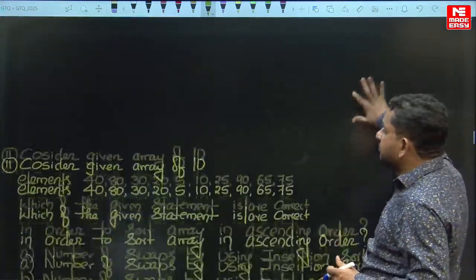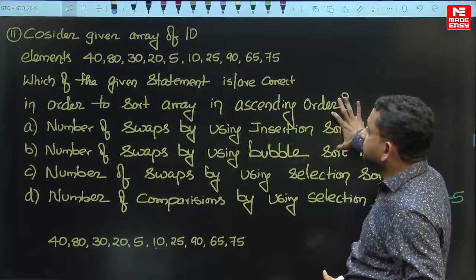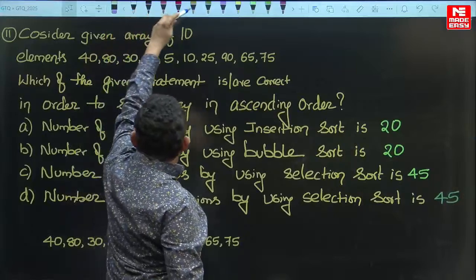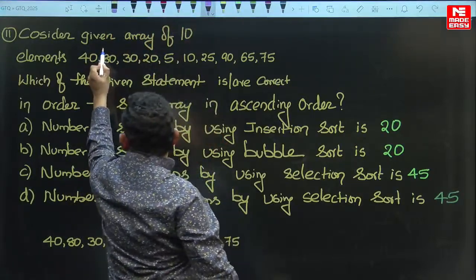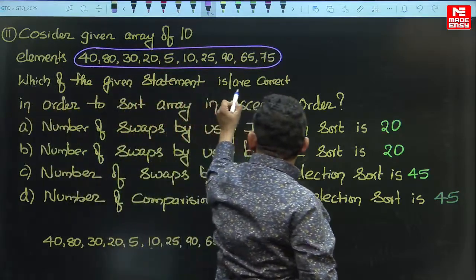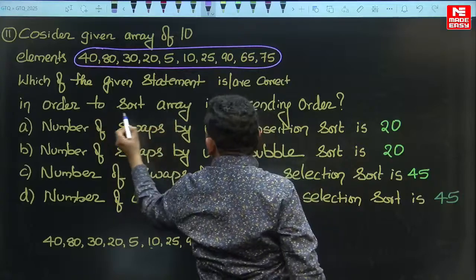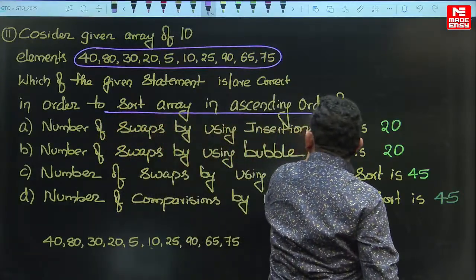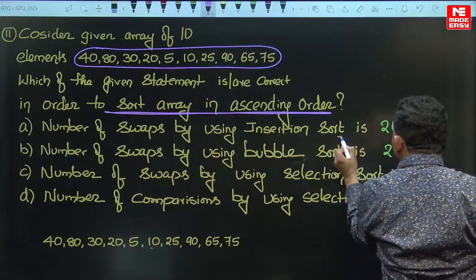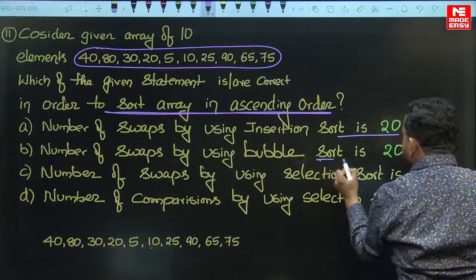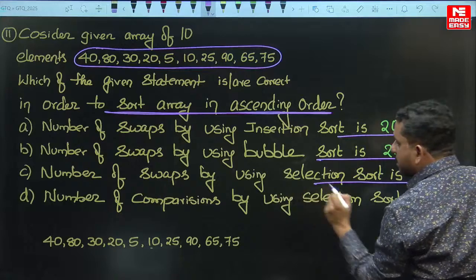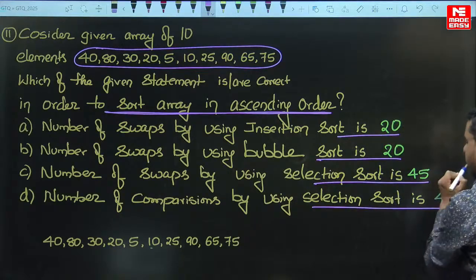Right. So next question. Consider an array of 10 elements. One minute, small easy question only, do it fast. A 10-element array is given. Which of these statements is correct for sorting the array in ascending order? Number of swaps using insertion sort is 20, number of swaps using bubble sort is 20, number of swaps using selection sort is 45, and number of comparisons using selection sort is 45.